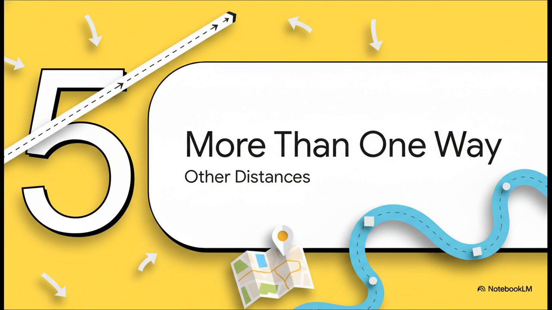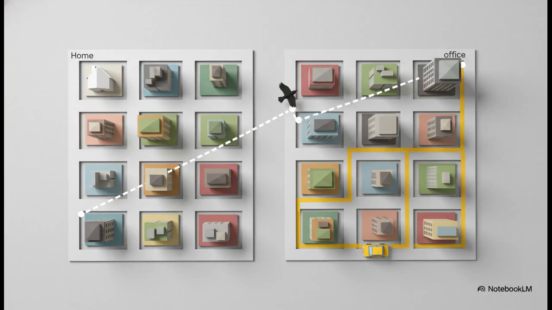Sometimes the path you have to take isn't a straight shot at all. Right. Think about driving around a city like Manhattan. You can't just fly over buildings in a straight line, can you? No, you have to drive along the grid of streets. That's what we call Manhattan distance. You just add up how many blocks you go over and how many blocks you go up. It's just a different tool for a different kind of problem.